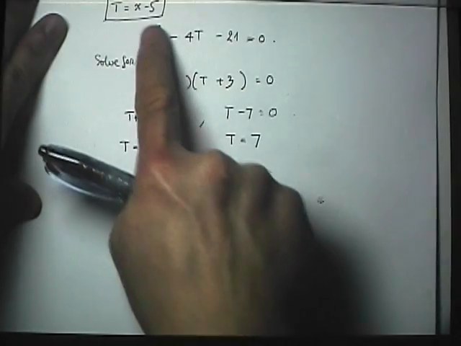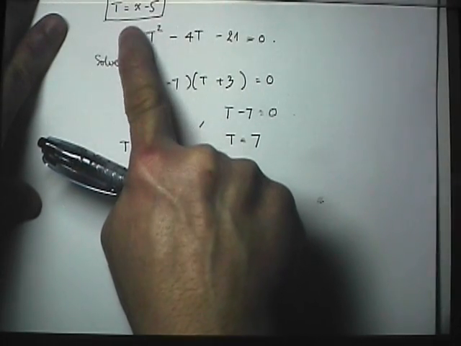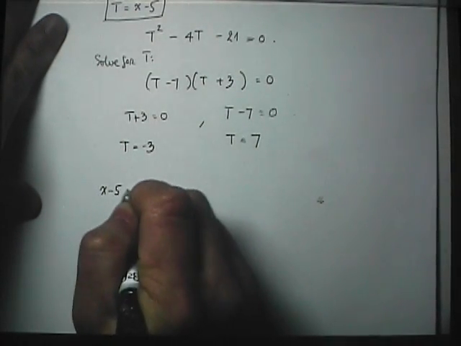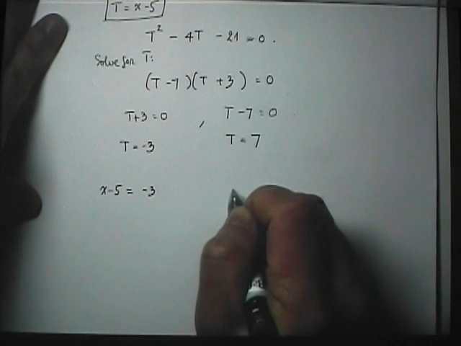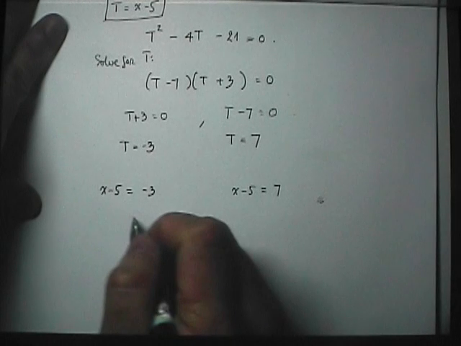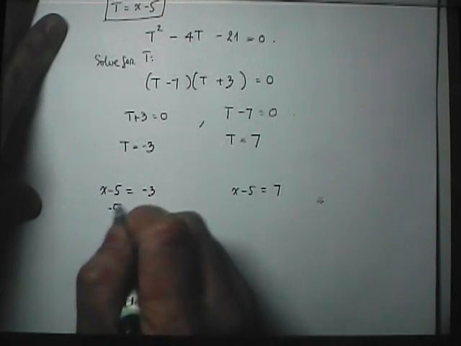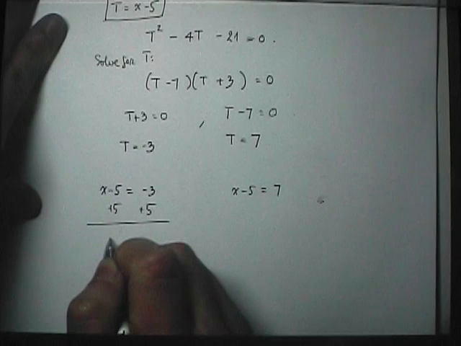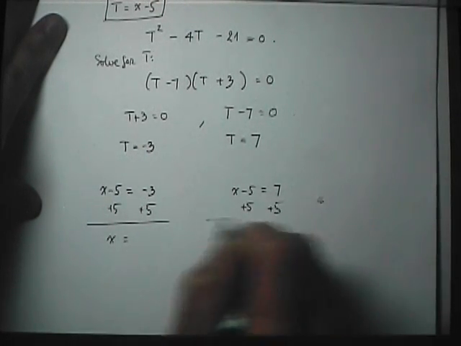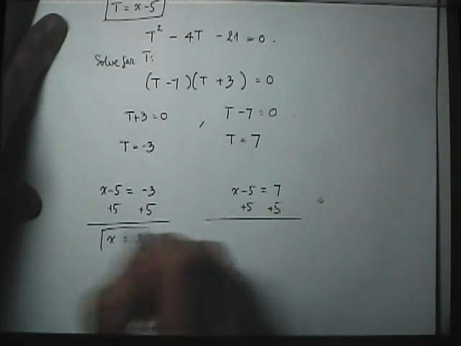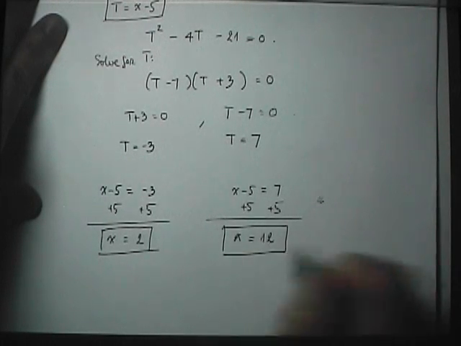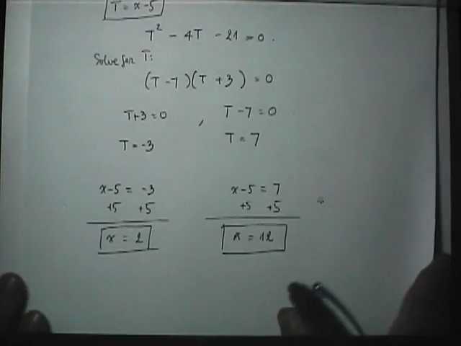So if you look back at the substitution point, t equals x minus 5, I can see that x minus 5 can be set equal to negative 3, and at the same time x minus 5 can be set equal to 7. So at this point, solving for x is quite easy. Adding 5 to both sides, we have x equals 2. That's one of them. And x equals 12. That's the other solution. And that's how you solve another quadratic-like equation.